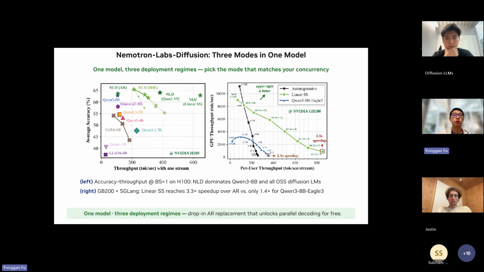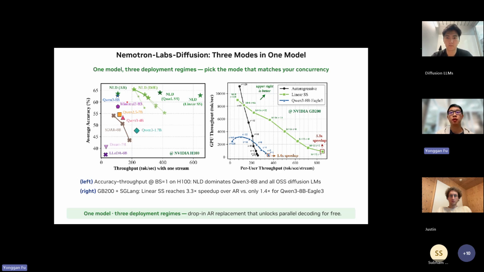Yeah, and before going to answer the 3 research questions, maybe let's see some performance highlights of this model first. You can see that this figure is the accuracy-throughput trade-off on an H100 GPU at batch size one. And ARD is our Nemotron-Labs-Diffusion, the abbreviation. You can see compared to all the AR models listed here, our ARD model in all 3 modes, AR mode, diffusion mode, and self-speculation mode, can achieve a better accuracy-throughput frontier compared to the AR models.